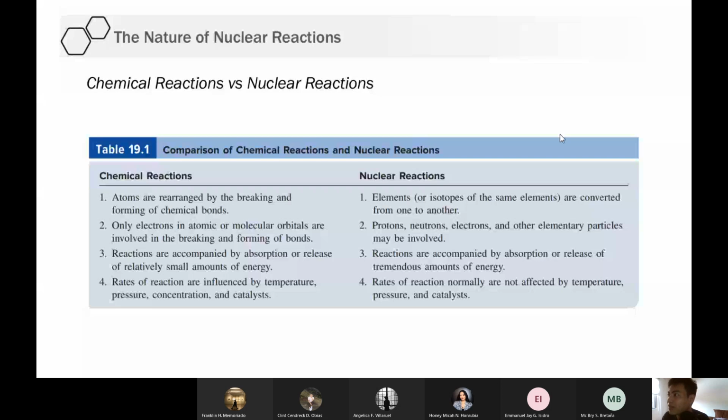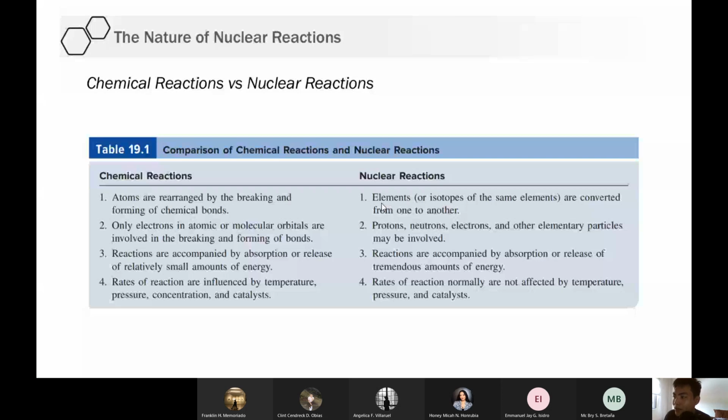Okay? So, ito yung pinaka-key sa creation natin mismo. Ito yung mga nangyayari noong creation of the universe. So, without nuclear reactions, we will not exist. Kasi walang carbon dati. Okay? So, take note of those two differences.